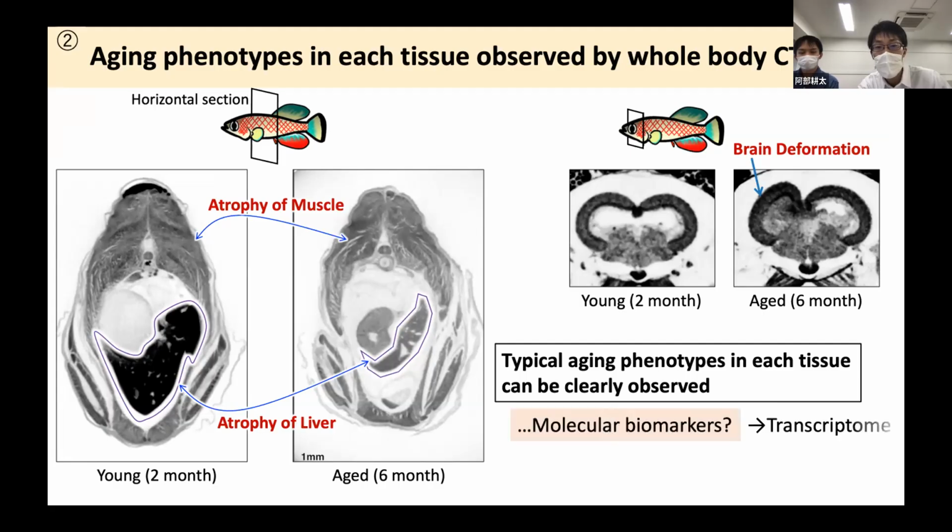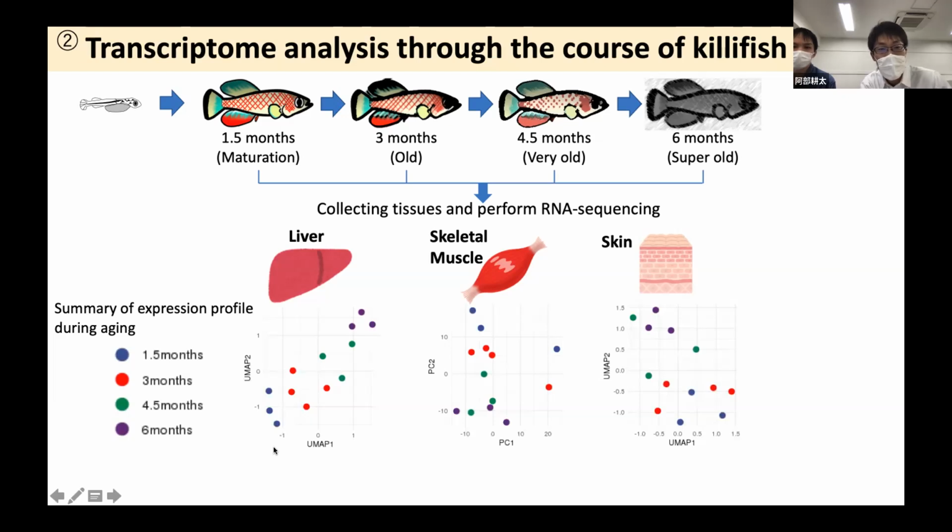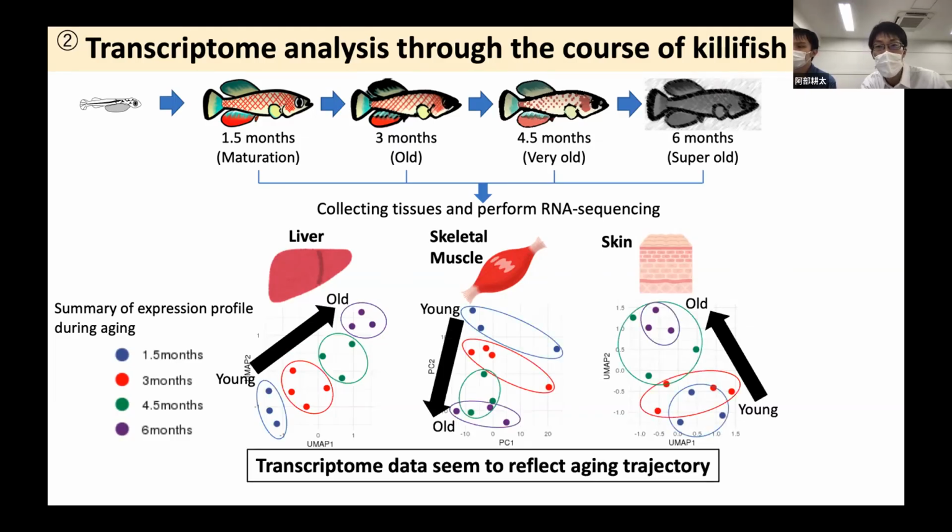And next, in order to get further understanding of molecular biomarkers, we performed transcriptome analysis. For transcriptome analysis, we collected several tissues at several time points, from young adult to super old fish. And this is a result of the RNA sequencing. And actually, this is the summary of expression profiles. And notably, expression profiles can be classified according to their ages. So this suggests that the transcriptome data seem to reflect the aging trajectory. And we further examined the specific molecular biomarkers in each tissue. And today, I'd like to present the molecular biomarkers of skeletal muscle as an example.